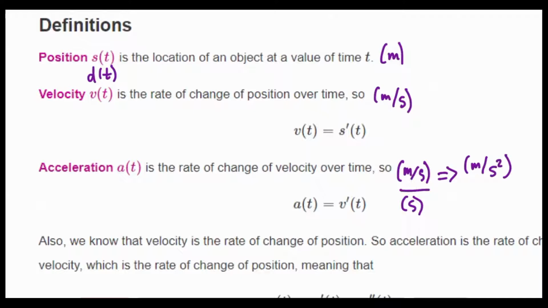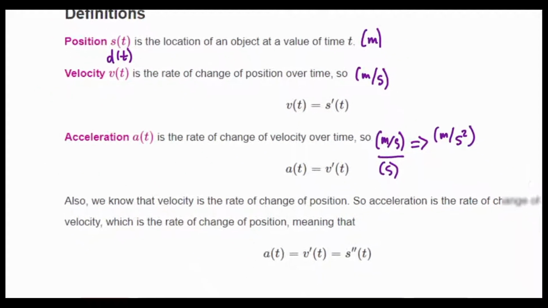Sometimes it's helpful to think about the units right away as we try to organize these relationships in our mind. So position tells us where the location is at a certain time. Velocity is the rate of change in position over time, so change in meters over change in time, so meters per second. And acceleration is the rate of change of velocity over time, so change in meters per second over change in time, so meters per second squared.